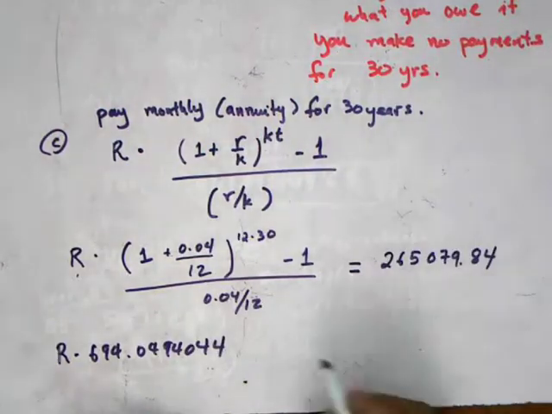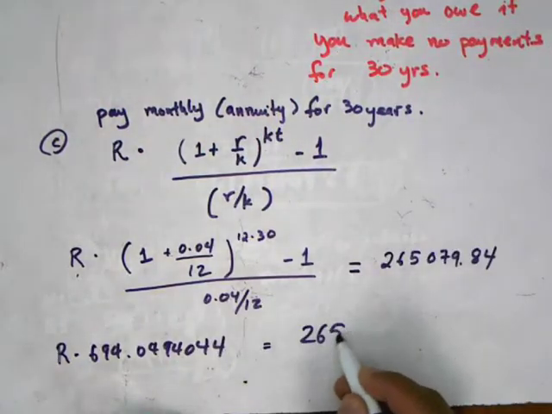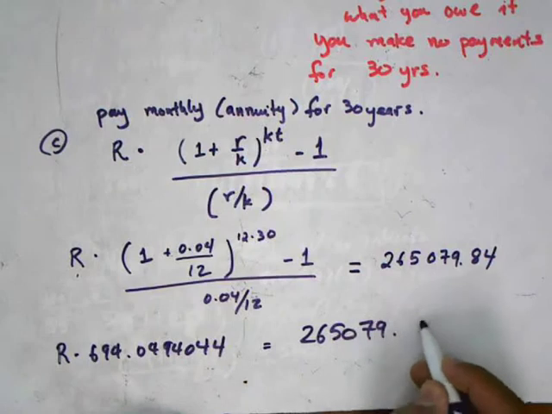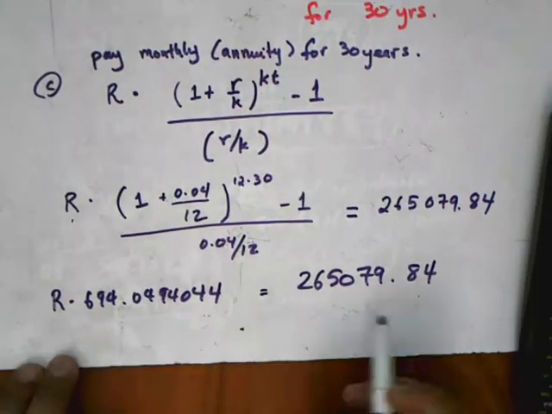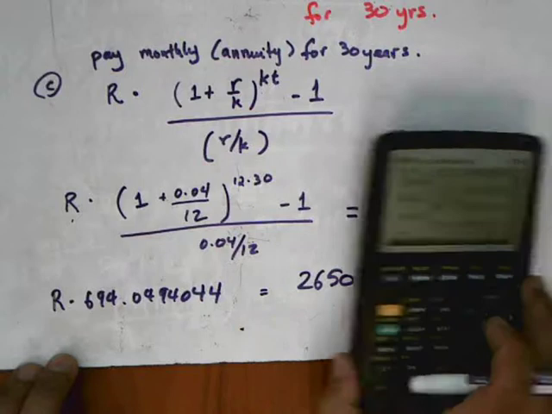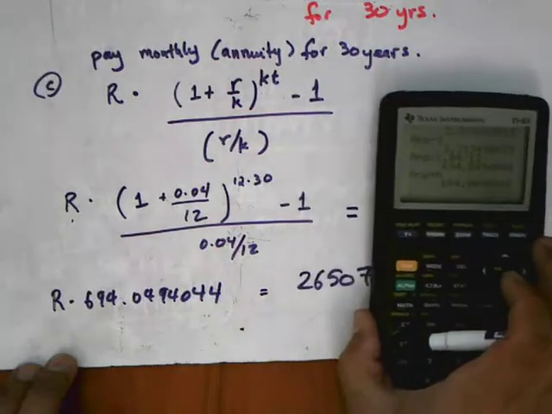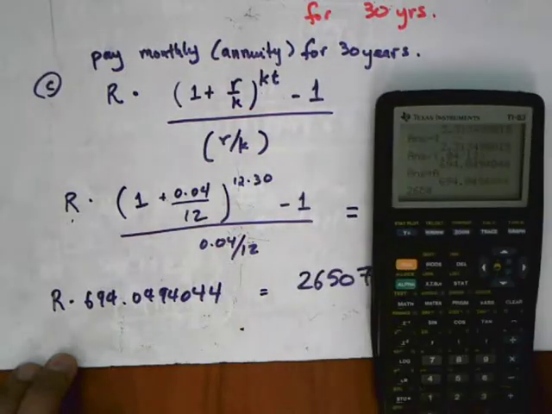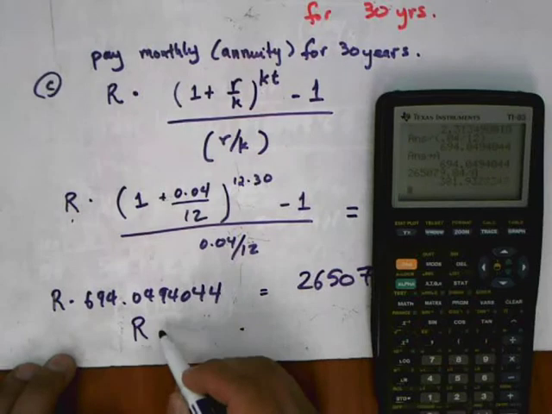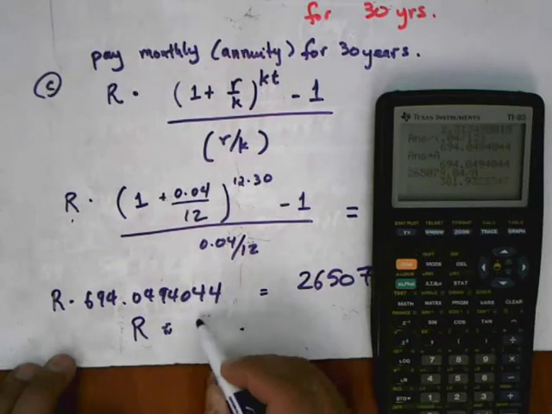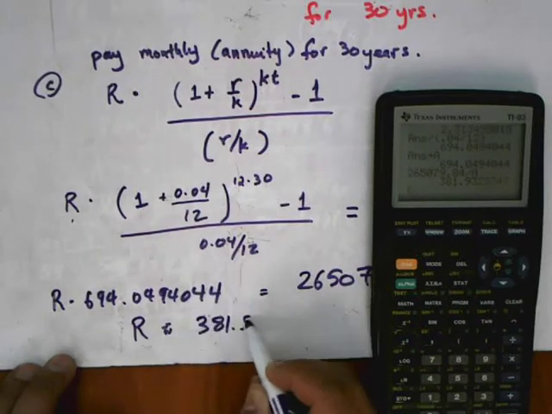And all of this is somehow equal to 265,079.84. And then, of course, I'm going to divide both sides by this big number here. So I can go 265,079.84 divided by A. And that means R is approximately $381.93.